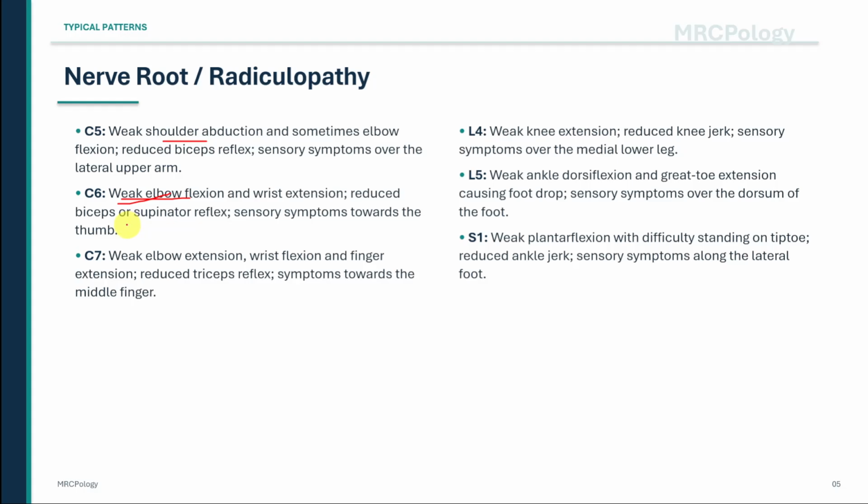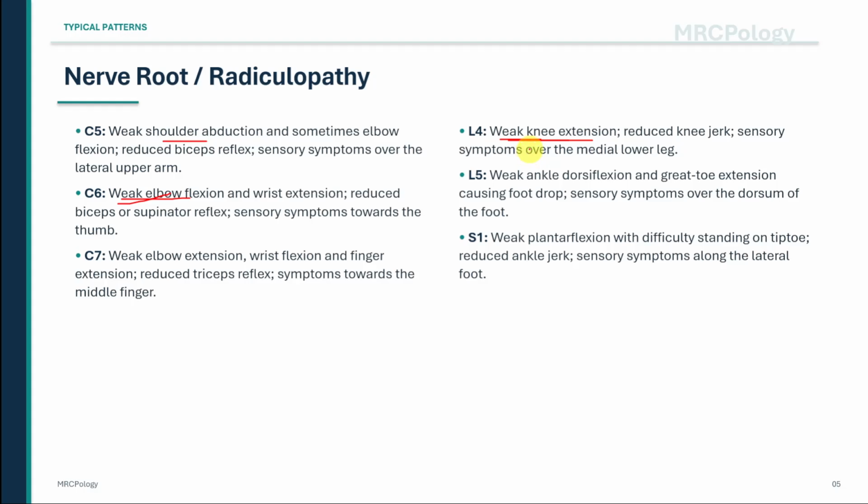A C7 radiculopathy causes weakness of elbow extension, wrist flexion, and finger extension. The triceps reflex may be reduced, and sensory symptoms may extend towards the middle finger. An L4 radiculopathy may cause weakness of knee extension due to quadriceps involvement. The knee jerk may be reduced, and sensory symptoms may occur over the medial lower leg.